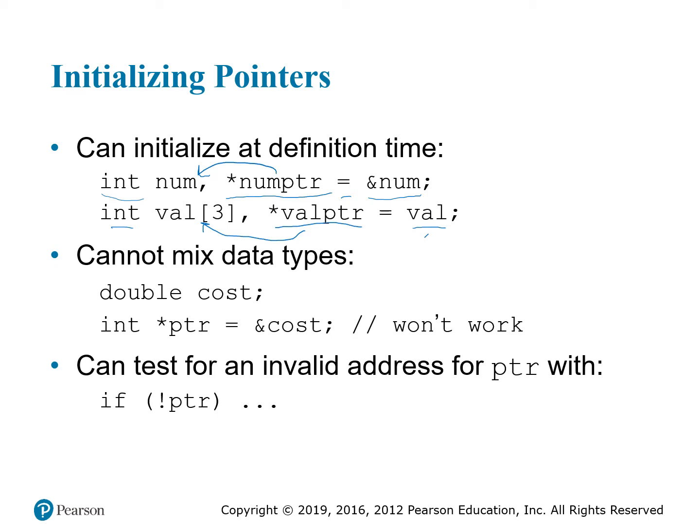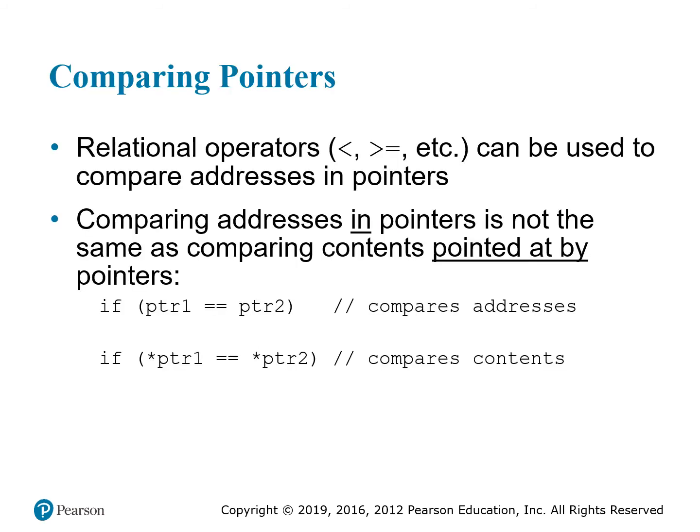One thing to note is that you can't mix data types with pointers. If an int pointer tries to point to a double, that's not going to work because doubles are a different size than ints. Okay. We can compare pointers, and it's important to note that when you compare pointers, you're comparing the memory addresses. It's only when you use the star notation that you can compare their contents.